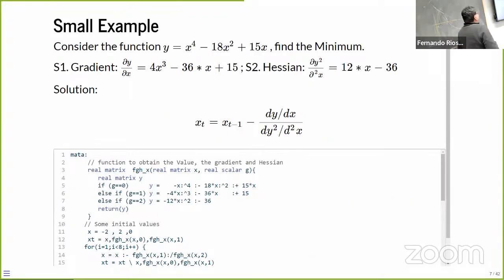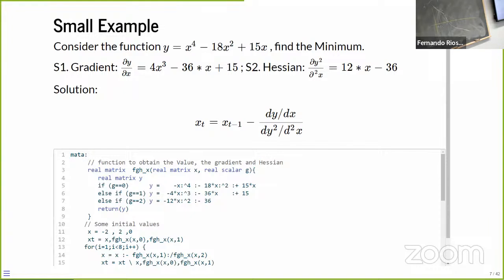So let me go with a small example that I would suggest you replicate on your own at some point, on how to find the minimum of this function. This is going to be a quartic function. So it's a very complicated function, and let's say I'm asking you to find the solution. How would we do it? Step 1 would be to find the gradient, the derivative at any point of x. Finding the derivative is easy. I differentiate with respect to x, and I have 4x cubed, minus 36x, plus 15.